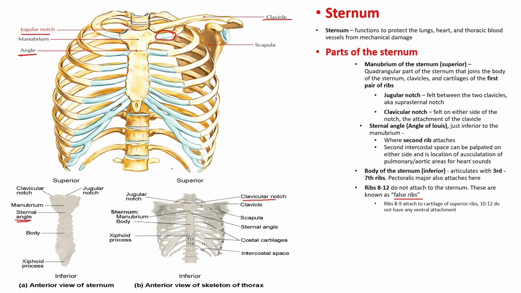have no ventral attachment. The last part of the sternum we're going to be talking about is the xiphoid process, and this is going to be important for 2 reasons. The first is that it's the insertion site of the diaphragm, and the second is that it's going to be the area where the rectus abdominis attaches.